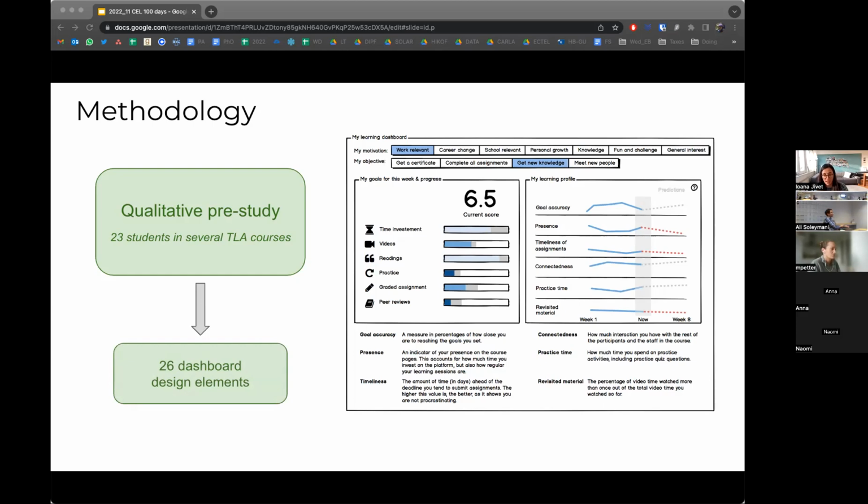For example, such design elements are the current score, 6.5, the colored skill bars, or the explanations at the bottom of the screen. I should mention here that we added some design flaws on purpose in this dashboard, just because we wanted to see if students notice them. One example would be that the current score is 6.5, but you don't really have a scale. Is this 6.5 out of 10? Is it 6.5 out of 7? So we were missing this kind of information.